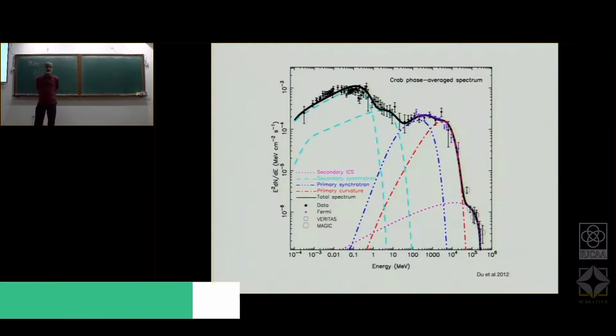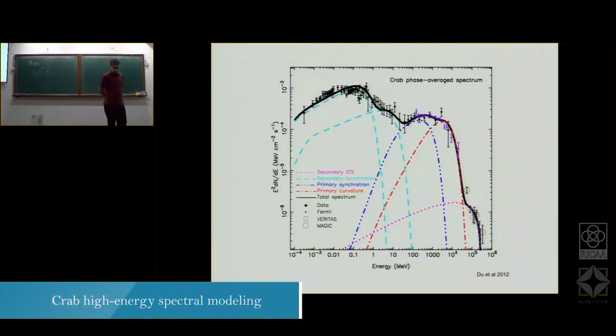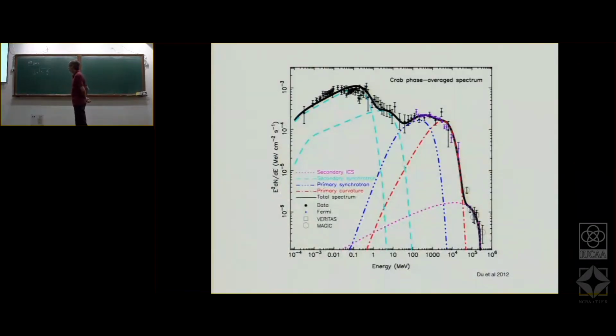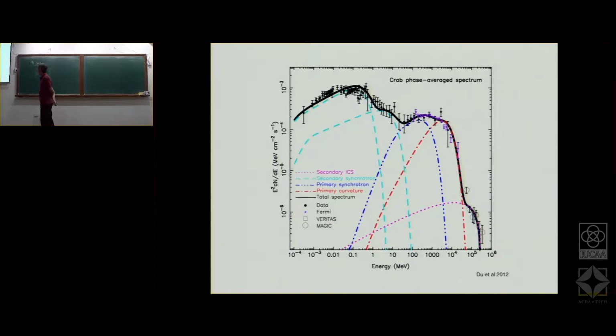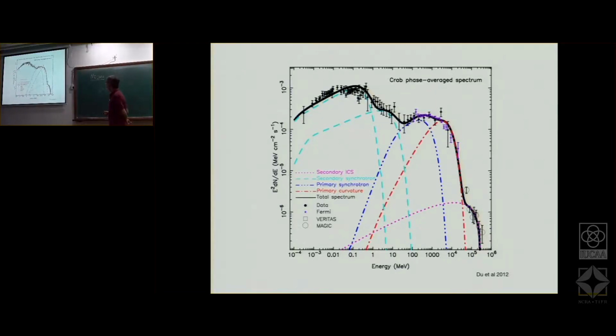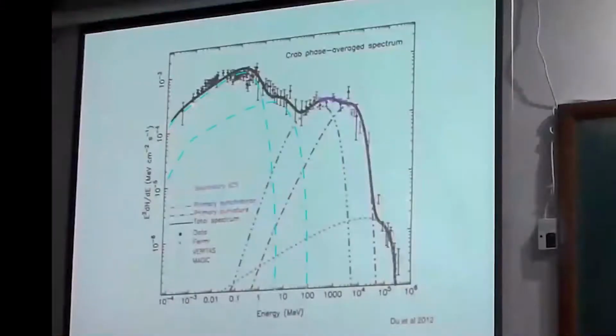In case of the Crab pulsar, people have tried to model this pulsar spectrum going from soft X-rays to high energy gamma rays. People have tried to model this with various different processes. Now this may or may not be correct. This is after all a model. But typically the processes that I talked about are, here there's this green thing which is called secondary synchrotron. Then this is primary synchrotron. Primary and secondary are the generations of particles that are being produced.